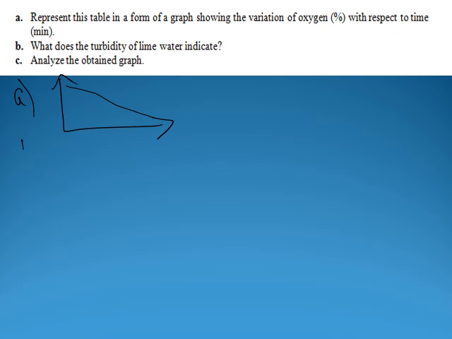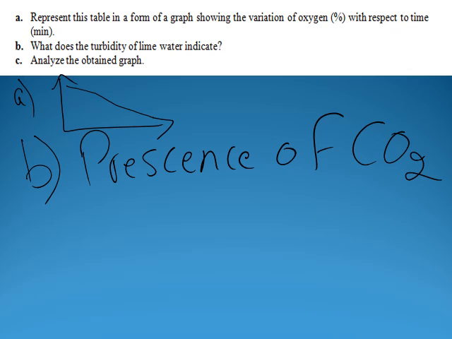What does the turbidity of lime water indicate in part B? Yes, Muhammad Hassan? The turbidity of lime water becomes less. They ask, what does the turbidity of lime water indicate? Yes, Abbas? It indicates the presence of CO2, carbon dioxide gas. Turbidity of lime water indicates the presence of CO2, carbon dioxide. C, analyze the obtained graph. Yes, Lynn, analyze.